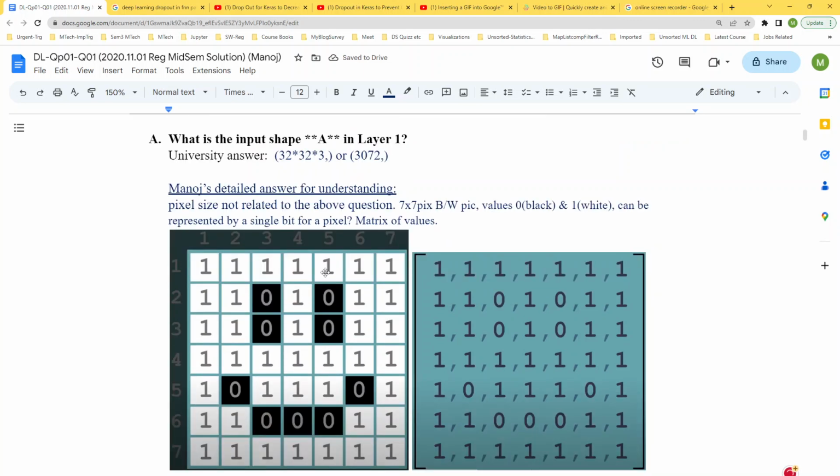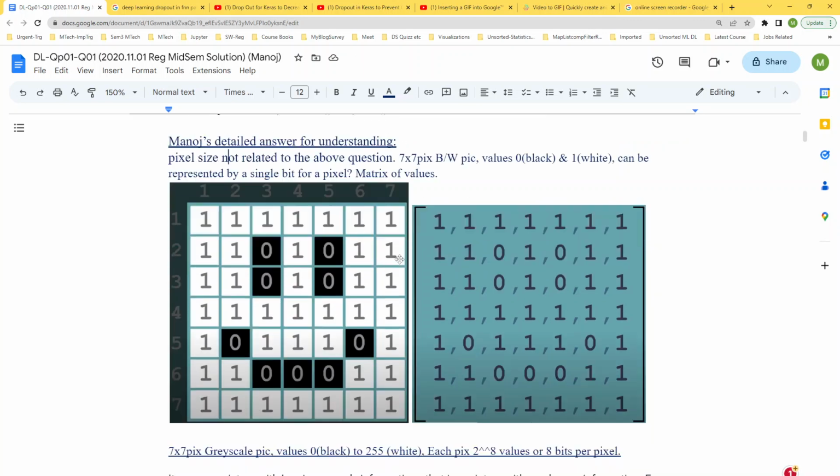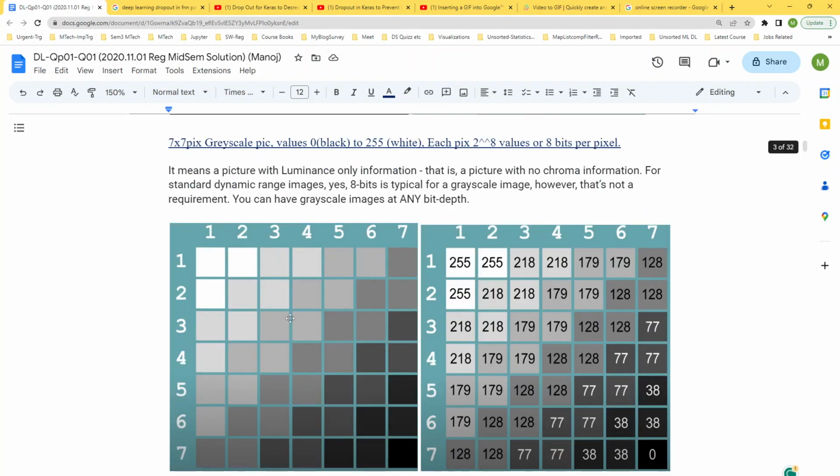Okay, next is grayscale. You can see here it is white and here it is black. These three are white and these three are black, and then we have the shades between black and white.